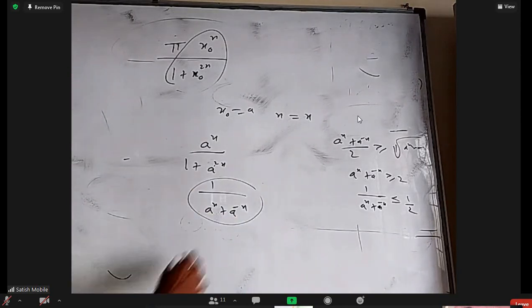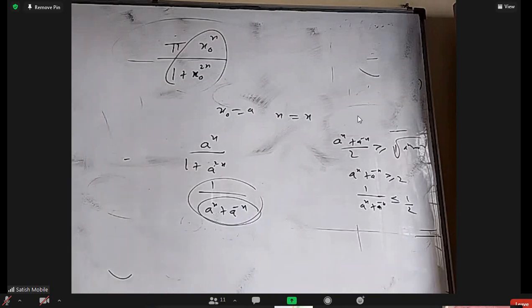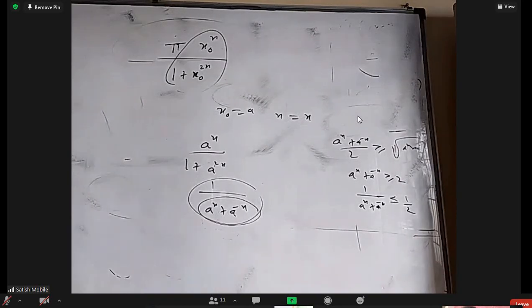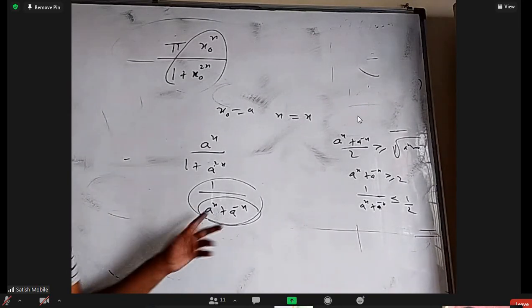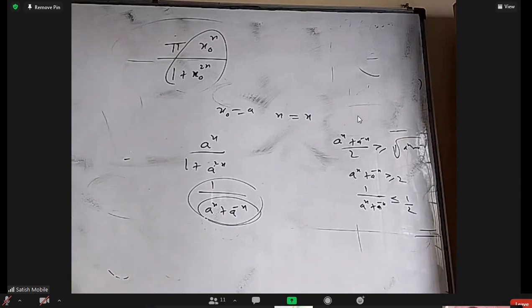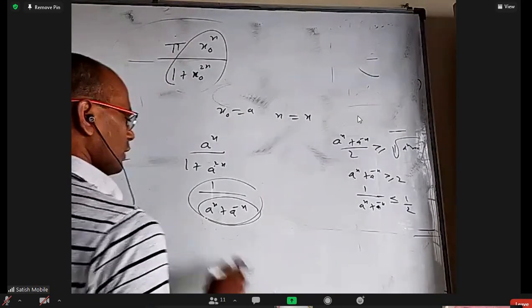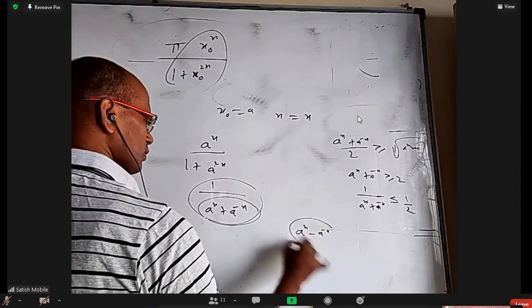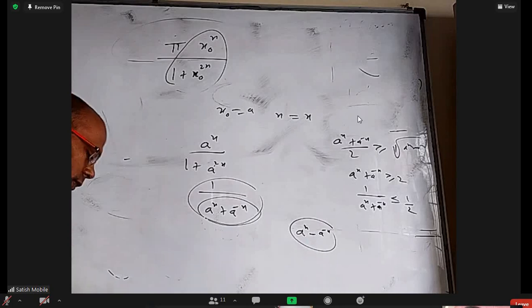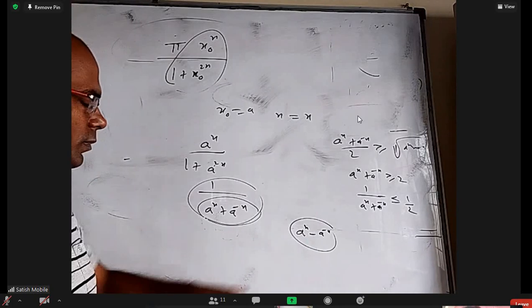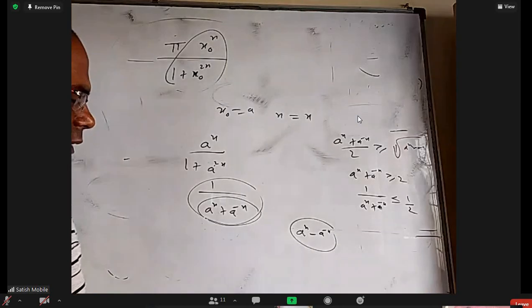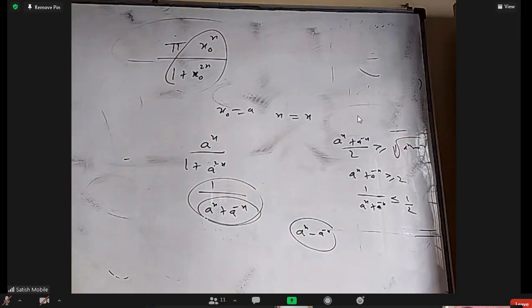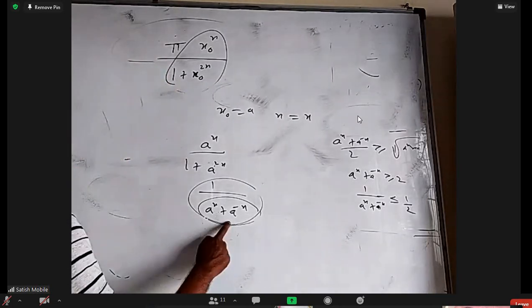And then only the denominator is an increasing function. Whether we take a more than 1 or a less than 1 doesn't matter, because whether you take a to 2 or a to 1 by 2, there is no difference in the function. Why is that? You find the derivative, you will get a power x minus a power minus x in the numerator. If a is positive, more than 1, this is more than this. And if a is less than 1, then I can take 1 by a and do the same. So this is increasing, which means 1 by that is decreasing.